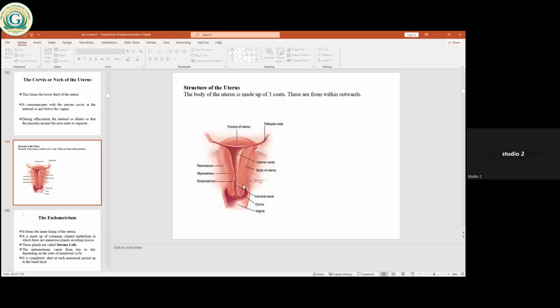Now, that is the general description of the uterus, but let's go to the layers of the uterus. That's the structure of the uterus. Any question before I go to the layers?